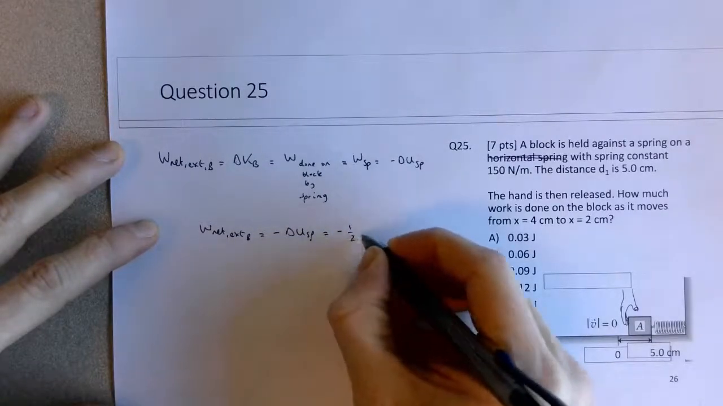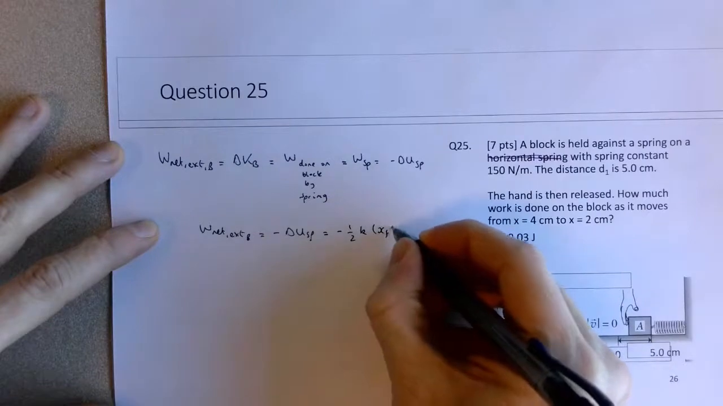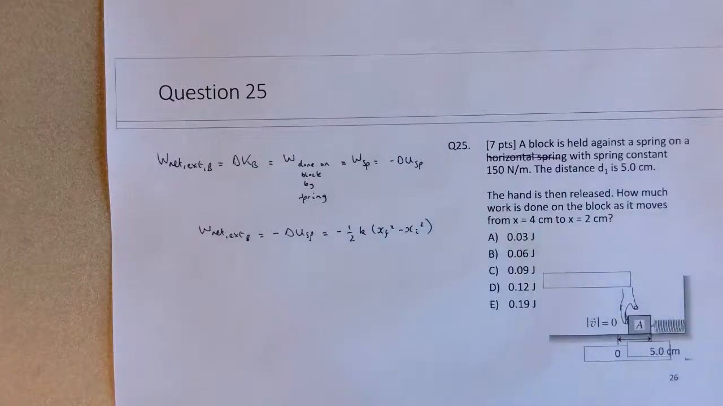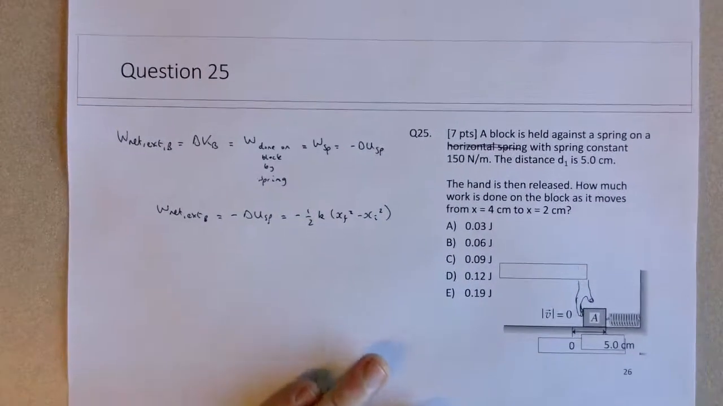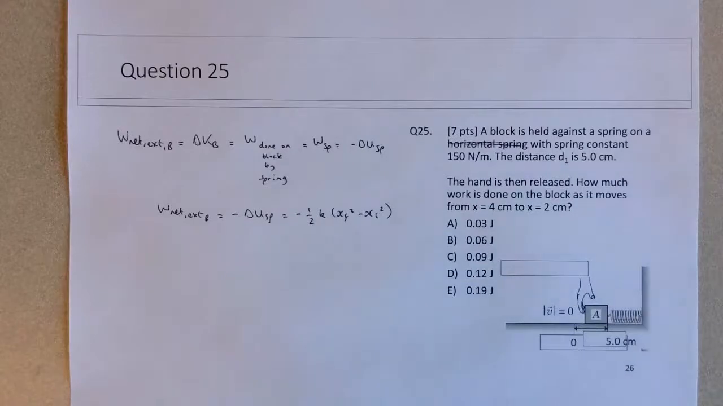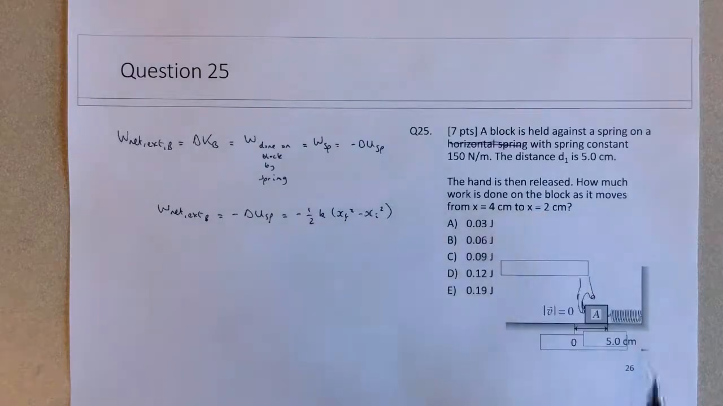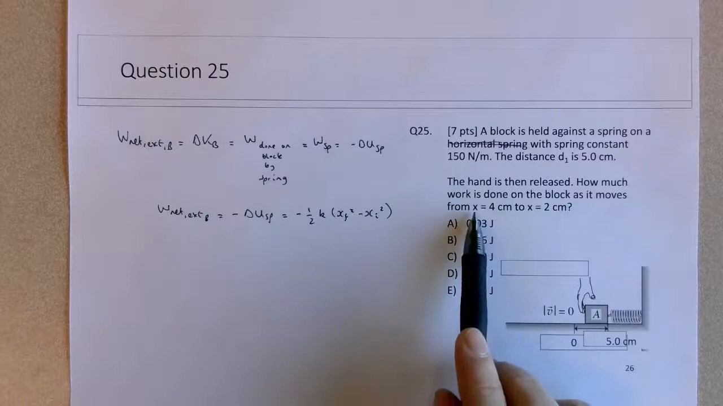So it's negative 1/2 k times xf squared minus xi squared. Now these x's in this equation refer to the distance to which the spring is stretched or compressed from its equilibrium length. That's a difficult and important distinction, that this xf and xi are referring to distances from the equilibrium length of the spring. So the final position or length of the spring is going to be 2 centimeters, because again 0 here represents equilibrium length. The initial would have been 4.